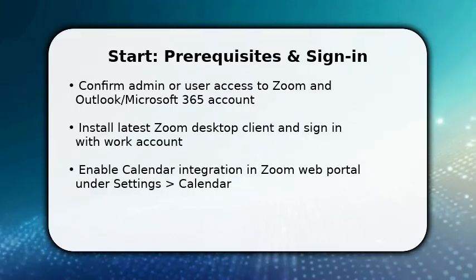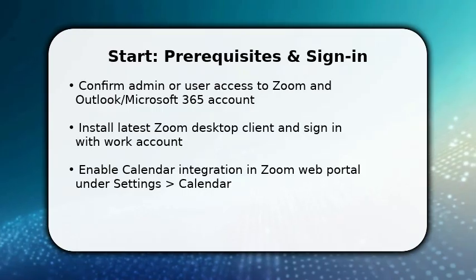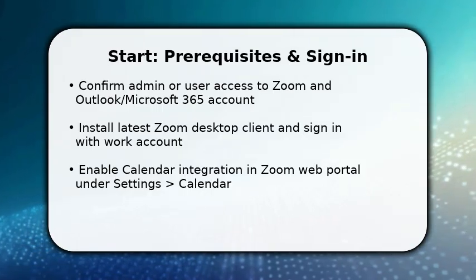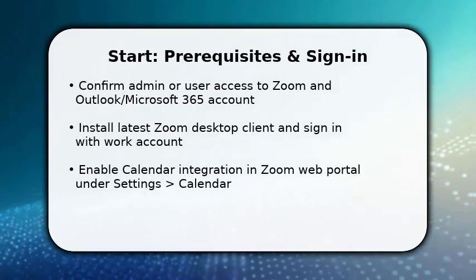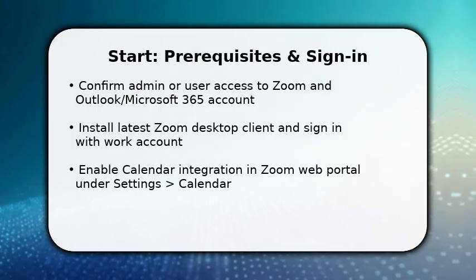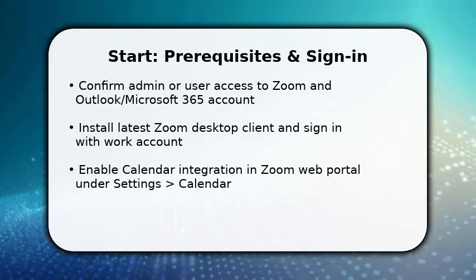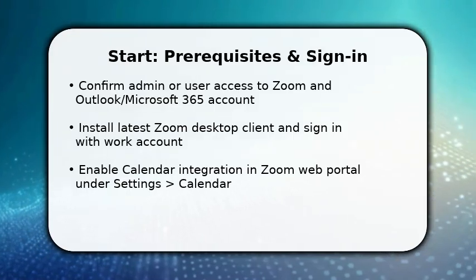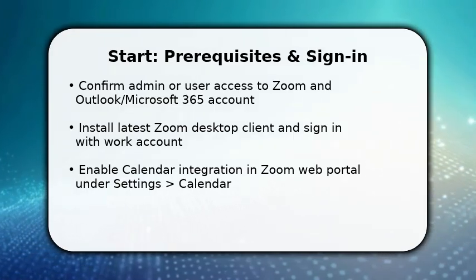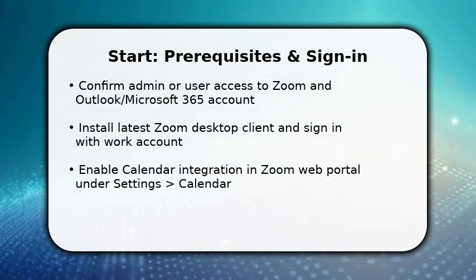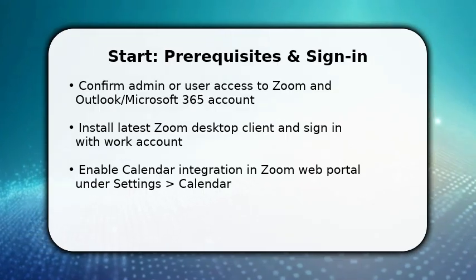You'll begin by confirming accounts and access. Sign into the Zoom web portal with the account that will host meetings, then sign into Outlook or Microsoft 365 in your browser to ensure permissions. Once signed in, open Zoom settings and locate calendar integration. Choose Microsoft 365 or Exchange depending on your tenant.